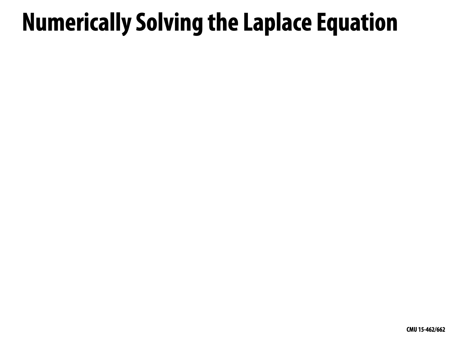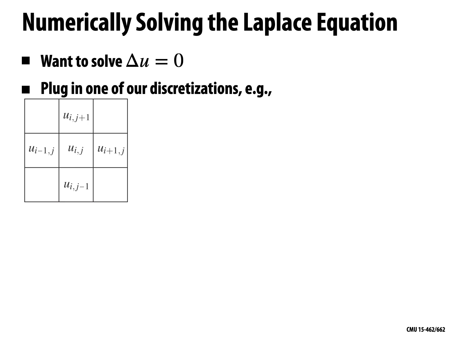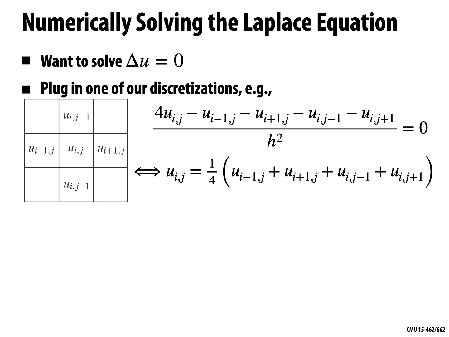Let's say, again, we want to solve the Laplace equation, Laplace u equals 0. Well, we could plug in one of our discretizations. Let's say we liked doing things on a grid. We know now that the Laplacian can be approximated by this finite difference formula. We just set that finite difference to 0 at every grid cell. Or equivalently, if you rearrange this equation, what we're looking for is a function u where the value of u at every grid cell is equal to the average of the 4 neighbors.